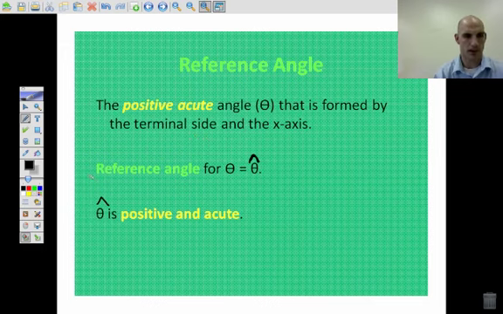Okay, what does this look like? Here's what it looks like. If I draw in my x and y axis here, and I put in an angle, my reference angle is going to be this here, this angle that's formed. All right, and so, for example, this is going to be my theta hat for this angle in the first quadrant. Okay, let's look at this a little bit more in example 1.